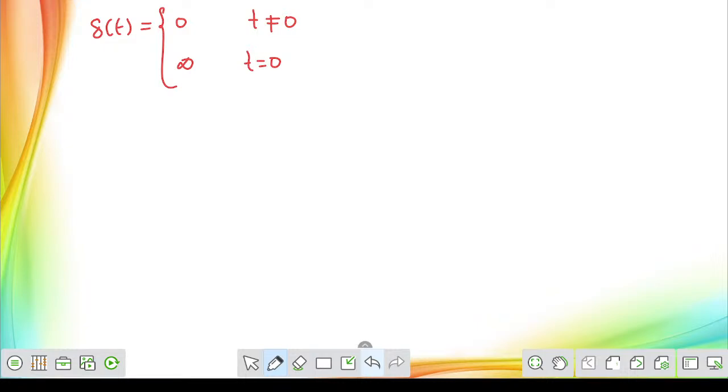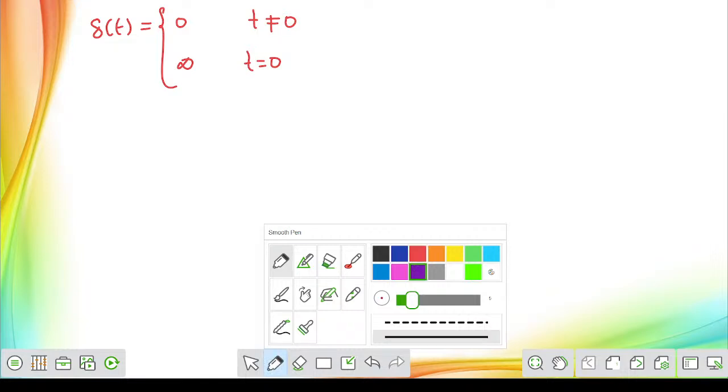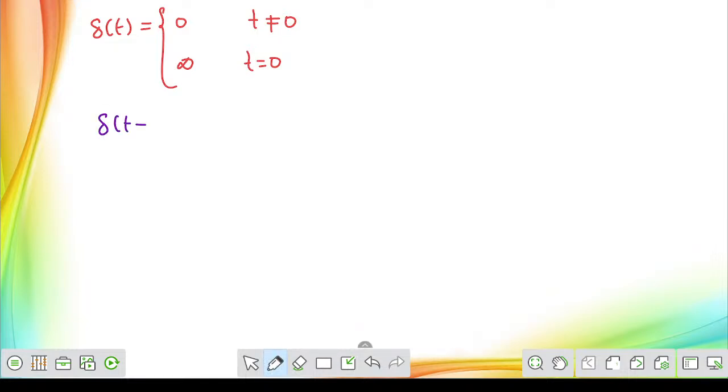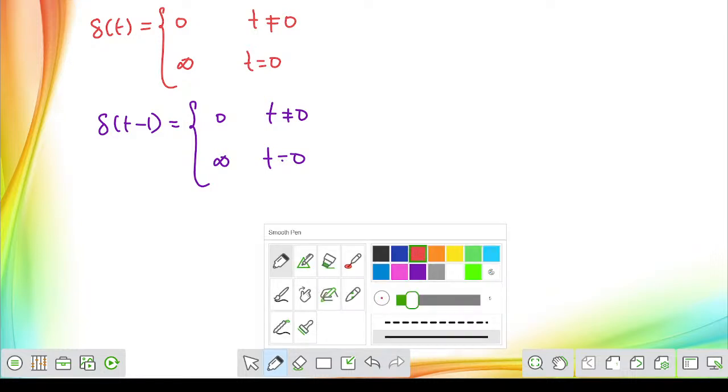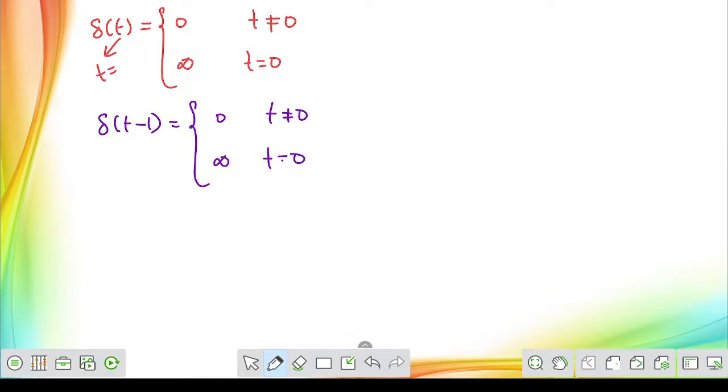What most of you are thinking after observing this property, if they ask in the examination to identify the magnitude of del of t minus 1, immediately you write that your answer is going to be, applying the same property, 0 for t not equal to 0 and infinity when t equals 0. Is it correct, sir? Identify the location of the signal first, the actual location of the signal. The first signal is located at t equal to 0. That's why at t equal to 0, its magnitude approaches infinity.